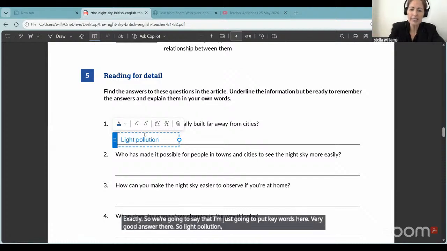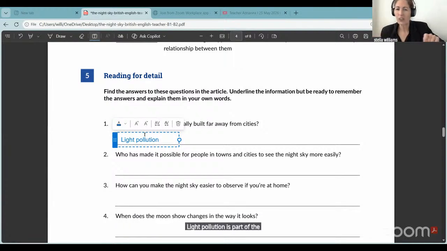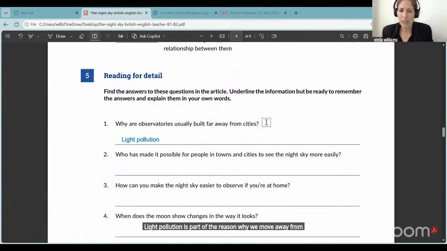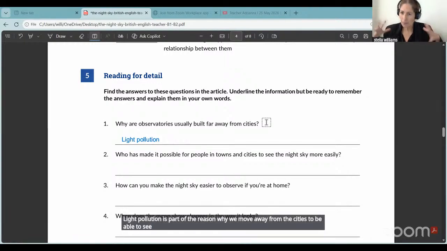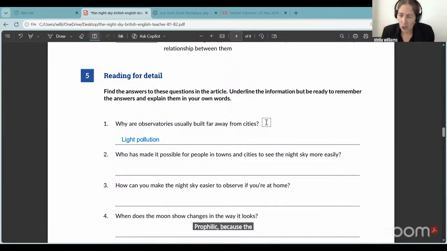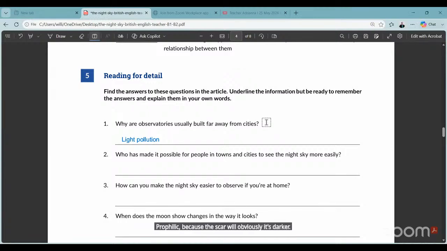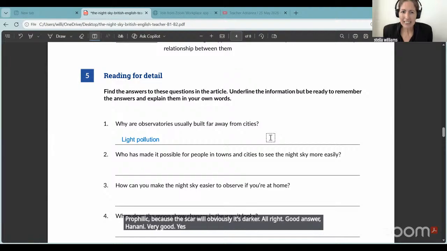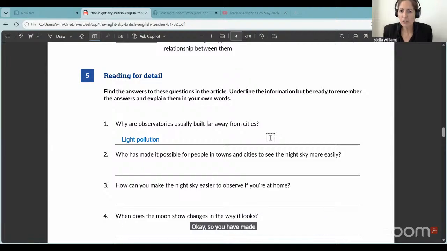Light pollution is part of the reason why we move away from the cities to be able to see properly, because the sky will obviously be darker. All right. Exactly. Good answer, Hanani. Very good. Okay, so who has made it possible for people in towns and cities to see the night sky more easily?